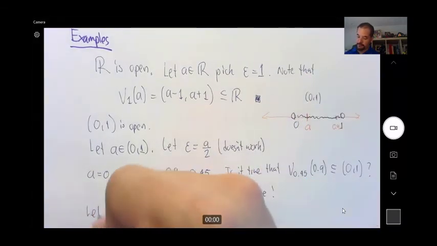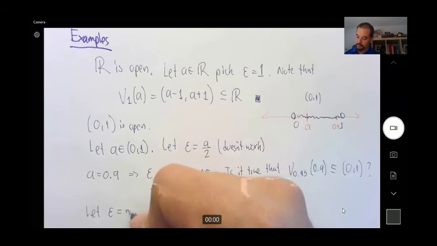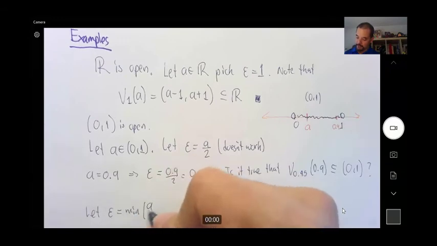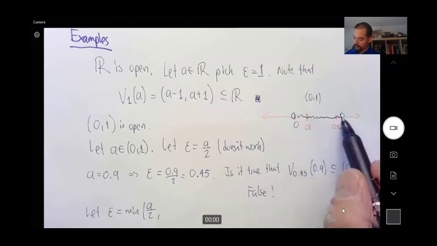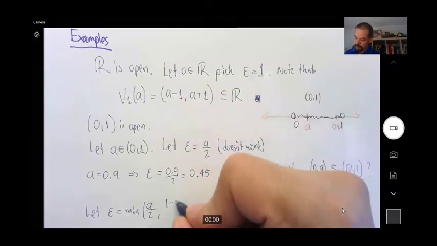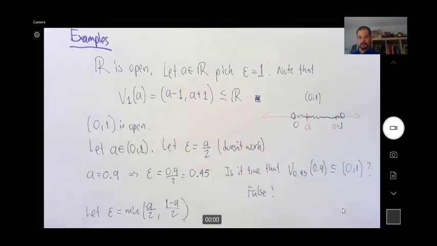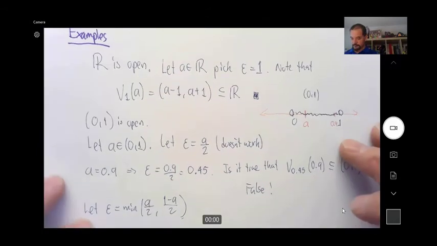So here's one that's going to work. Let epsilon be the minimum of A over 2. That's the one you chose. And the other one is from 1 to A. So that's (1 minus A) over 2. Take the smallest of those two. And then it's going to work. So then we can check.